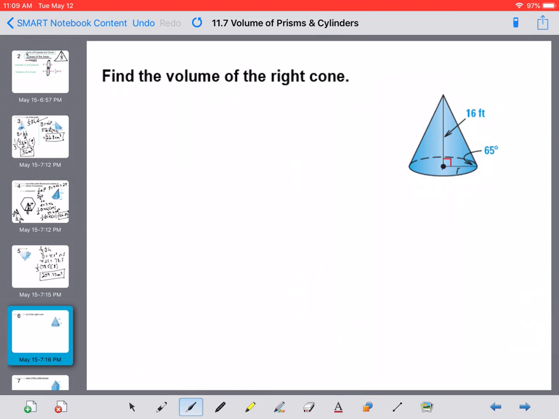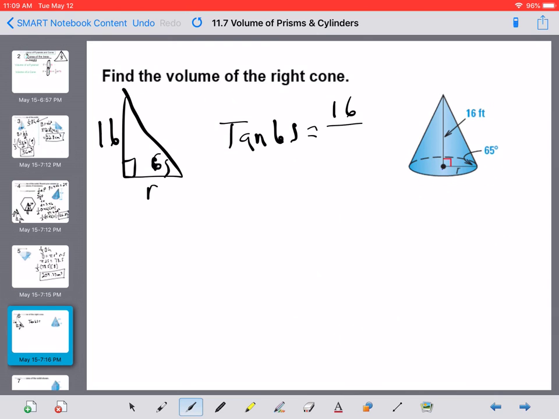Alright, here's another one. And this time they don't give us the radius. They just put a triangle inside of our cone. We can see that triangle is a right triangle. This is 65 degrees and this is 16. We really need the radius to be able to find this, but we don't know it. It's here. But because we know this is a right triangle, we can use the trig ratios. And the trig ratio we're going to need is tangent. So we know the tangent of 65 is equal to opposite, which is 16, over the radius, which we don't know, or the adjacent.